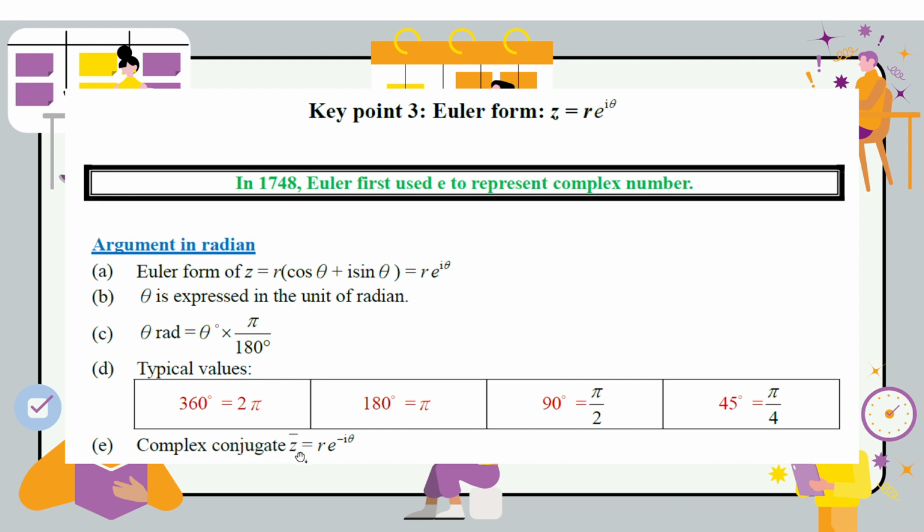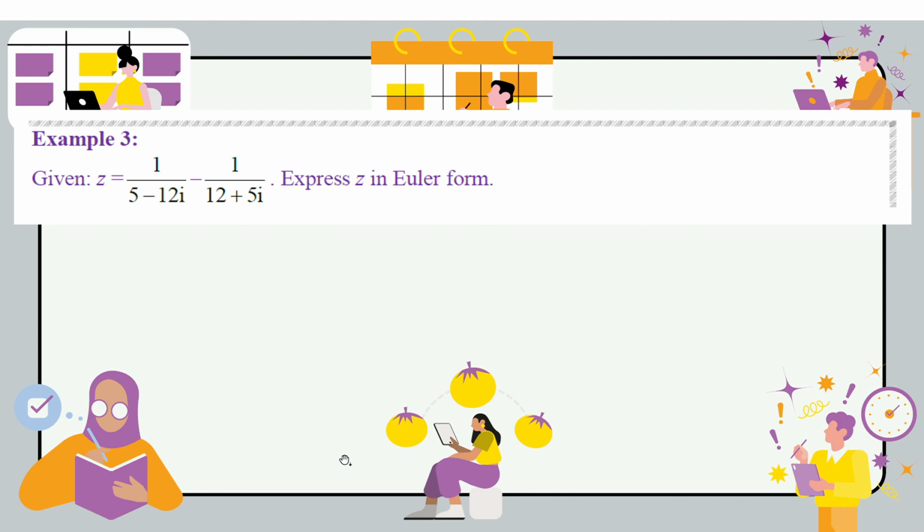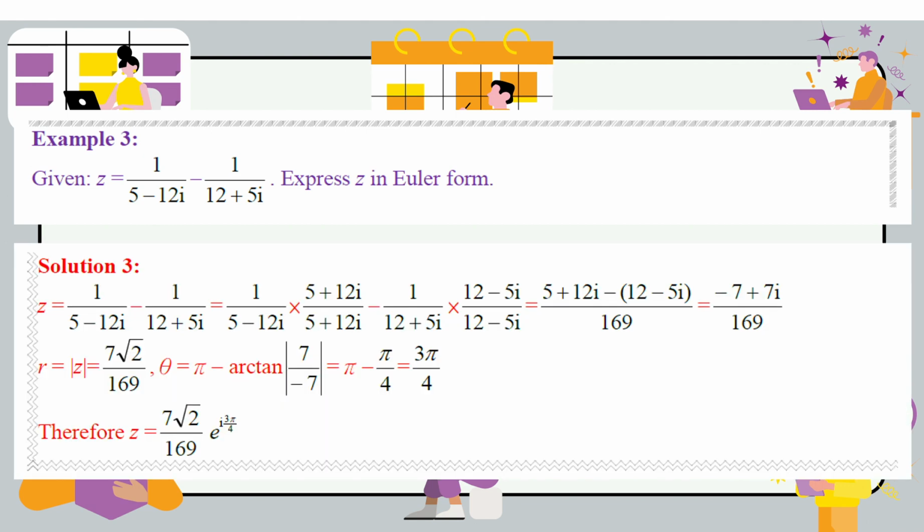So the complex conjugate of z is z bar. z bar is r e to the minus i theta. Okay, try to work on it. Okay, bring out your calculator and find this result in Euler form. Welcome back. Okay, what do you get? Everyone is here. Do all the things, and then minus 7 plus 7i.